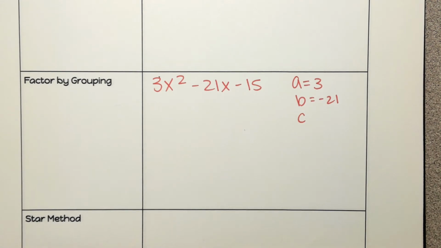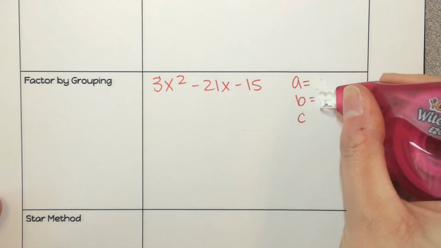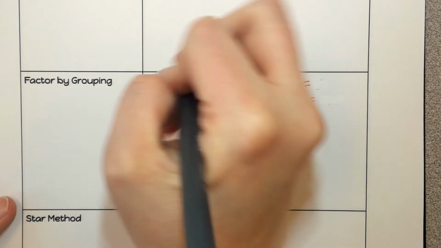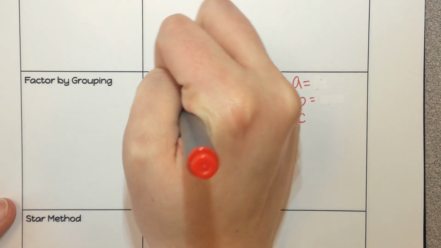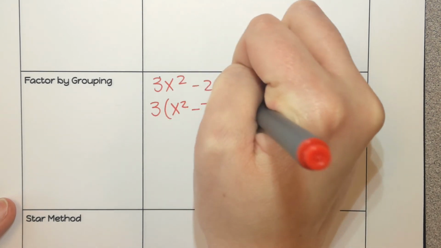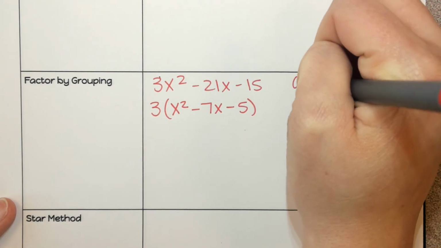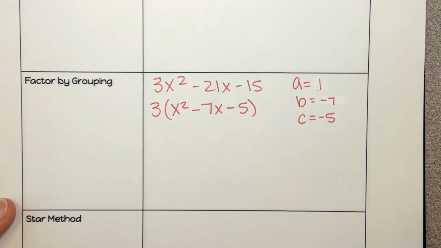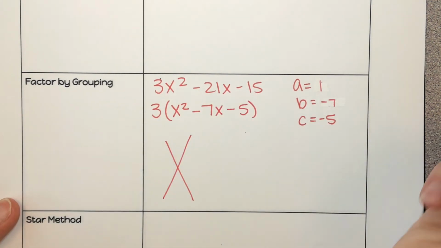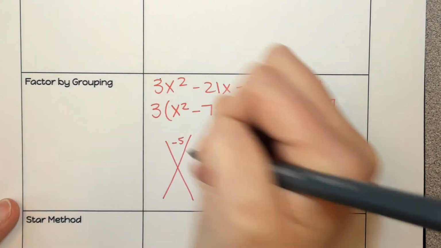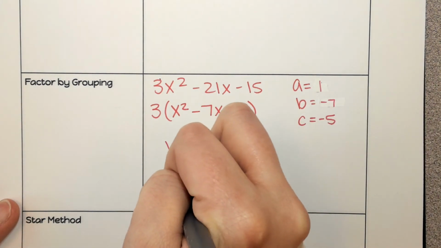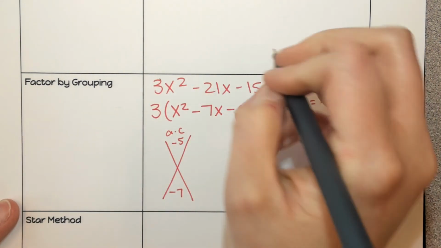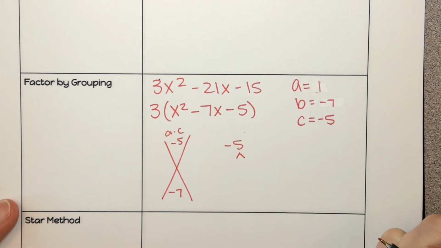Oh, and you know what I did, guys? Forgive me. I forgot to look for a GCF. If we were in person, hopefully you would have caught me and told me that I was doing it wrong. All right, so our GCF is 3, and so that leaves us with x squared minus 7x minus 5. Now, our A is 1, our B is negative 7, and our C is negative 5. Okay, so we make our x, and AC is negative 5. All right, B is negative 7. So we need factors of negative 5 that add to give me negative 7.